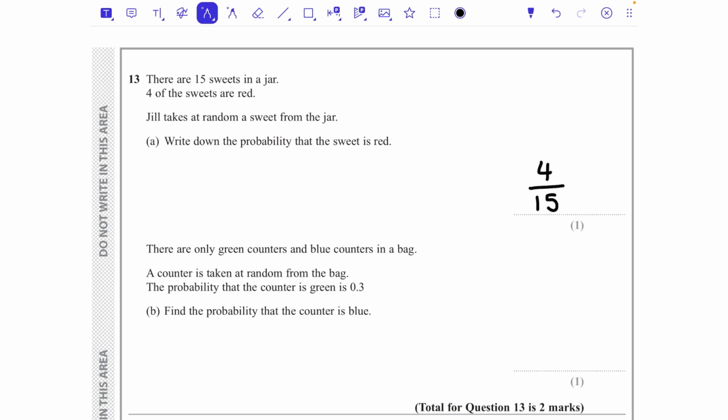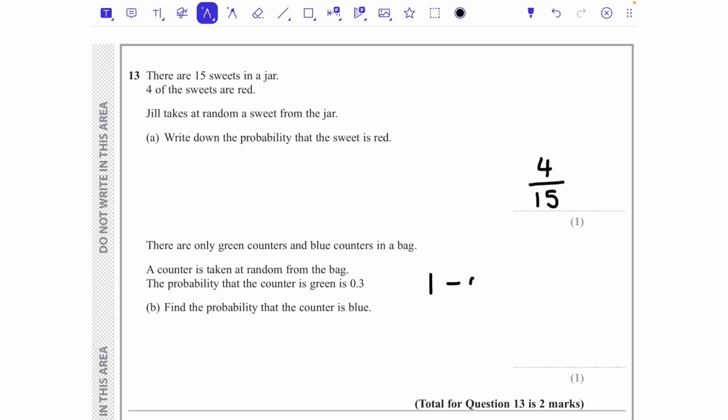Part B, there are only green counters and blue counters in a bag. A counter is taken at random from the bag. The probability that the counter is green is 0.3. Find the probability that the counter is blue. Well, we know that probability adds up to 1, and since there's only green and blue counters in the bag, the probability of it being blue must be the rest. So we're going to do 1 take away 0.3, the rest would equal 0.7.